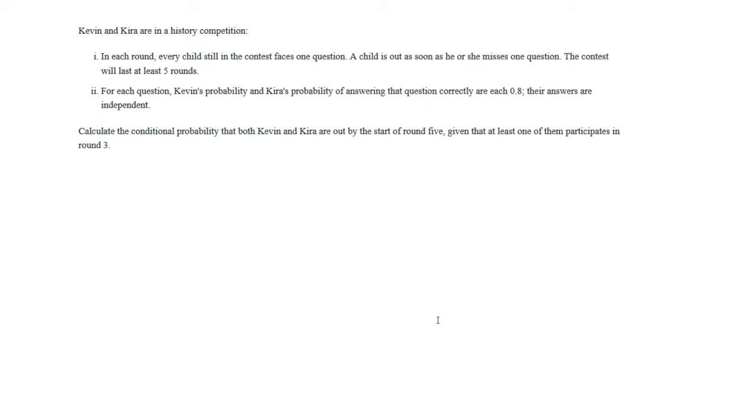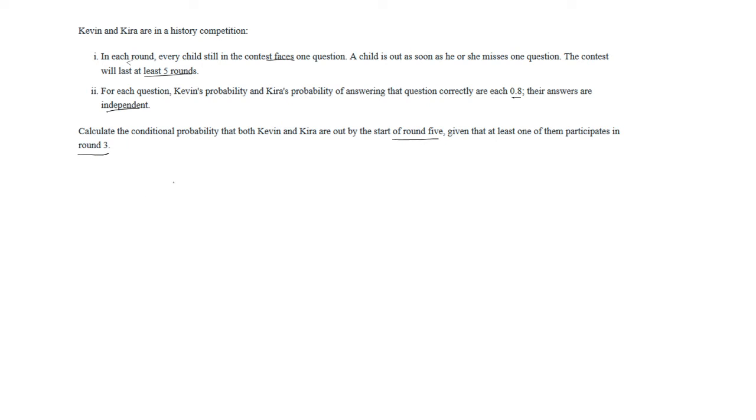In this problem, Kevin and Kyra are in a history competition. They face one question each round. If they miss a question, they're out, and the contest will last at least 5 rounds. The probability that they get a question correct is 0.8 for each. Their answers are independent. We want to calculate the conditional probability that both Kevin and Kyra are out by the start of round 5, given that at least one of them participates in round 3.